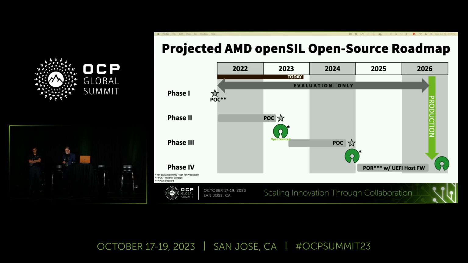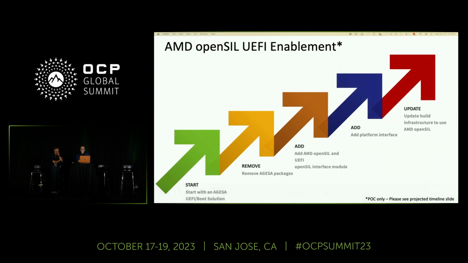The POR is for 2026, which is phase 4. That is when we go with OpenSIL as production, as POR, and that's when we end of life the AGESA solution. That is the time frame where we go full scale, all SoCs, not just server SoCs, but client SoCs as well. Okay. All right. So with that, I'll hand over to Srini.